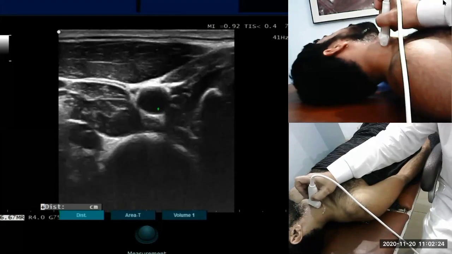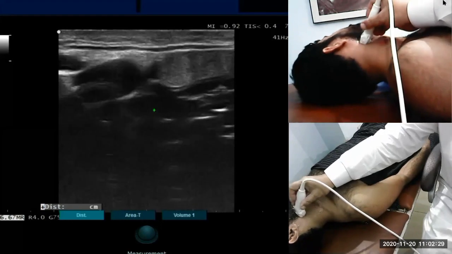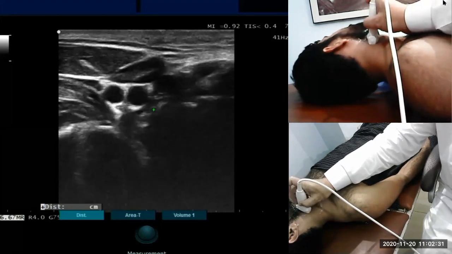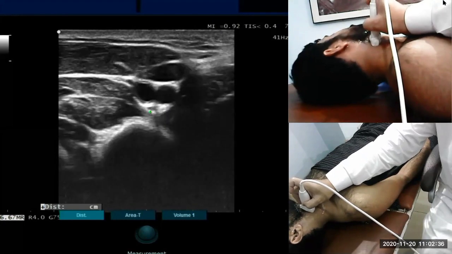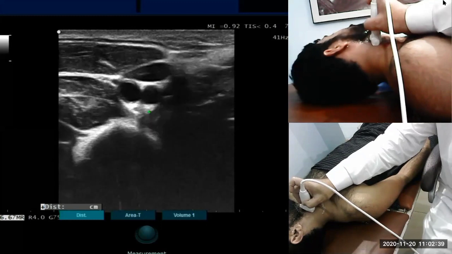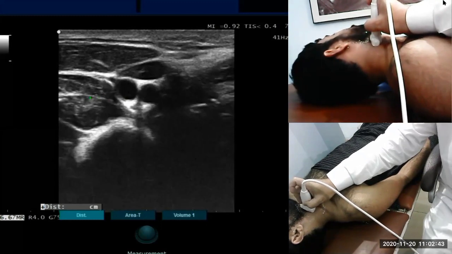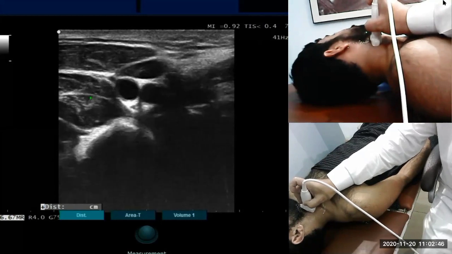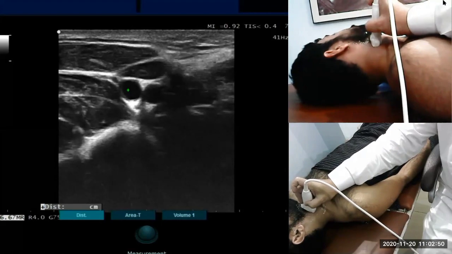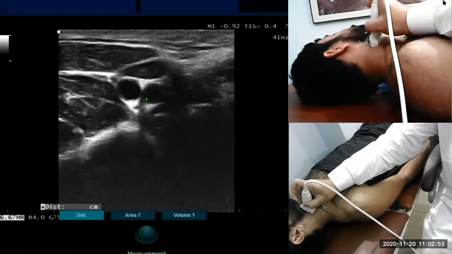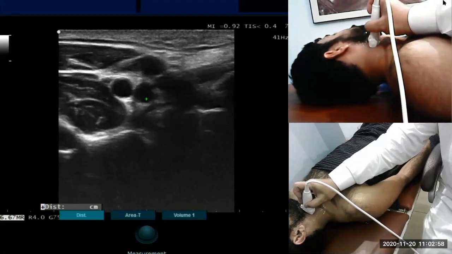So common carotid dividing into two, the internal and external. Usually, out of the two, the one which is laterally placed is the internal carotid, usually. And the one which is medially placed is the external carotid.